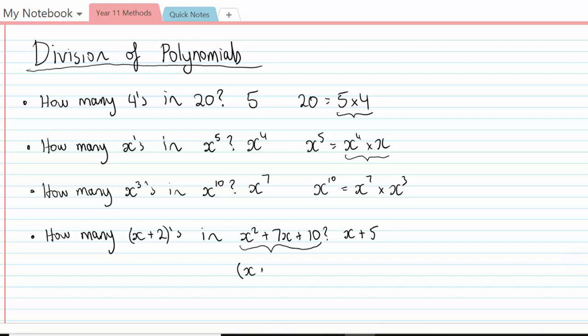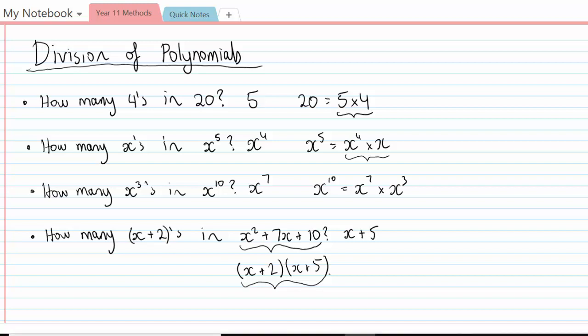So we can factorize it into x plus 2, x plus 5. And so when we look at this, we can see that there are x plus 2, x plus 5's in x squared plus 7x plus 10, or vice versa, that there are x plus 5, x plus 2's. So this understanding comes in kind of handy when we get to actually doing division of polynomials.